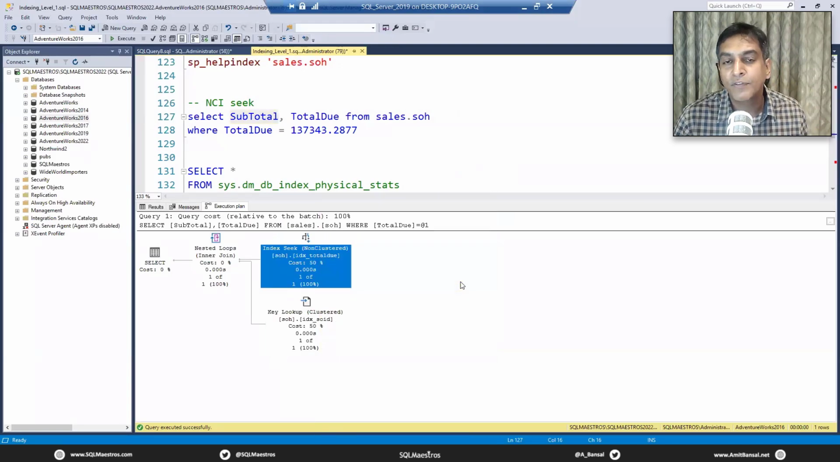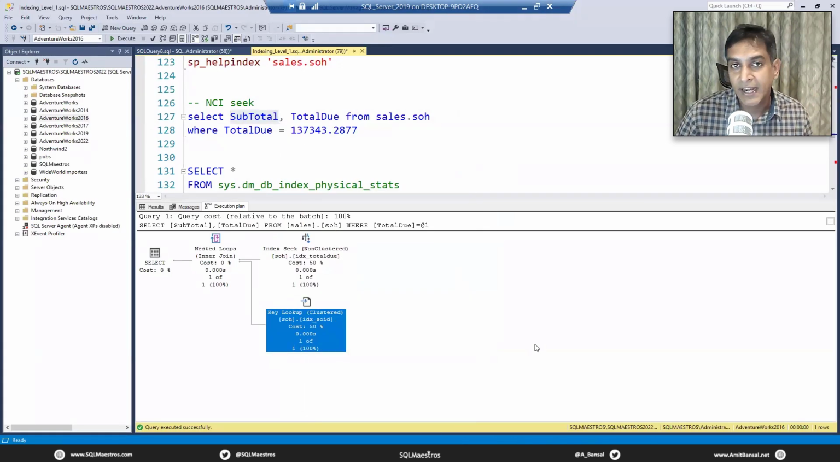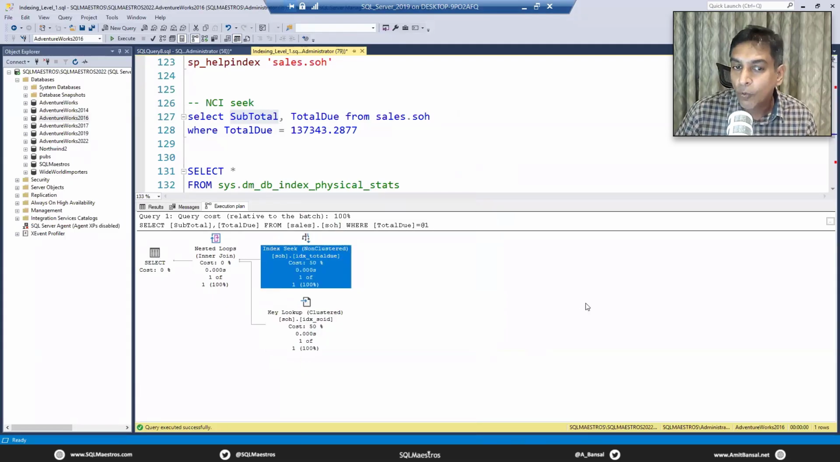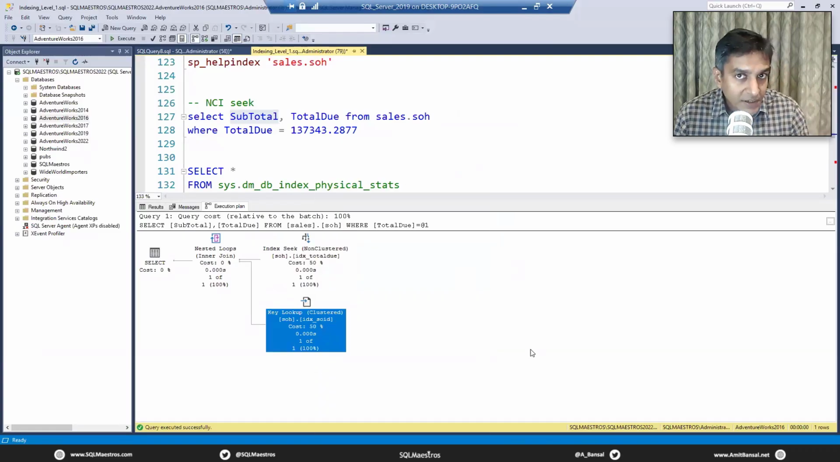Subtotal is not part of the non-clustered index. Subtotal remains in the clustered index. So you want that attribute also. So what SQL Server is doing is picking up the total due from the non-clustered index. With the help of that, it looks up the base table, which is the clustered index, and fetches the matching records. You know that the matching records, when I say records, is just one record, isn't it?